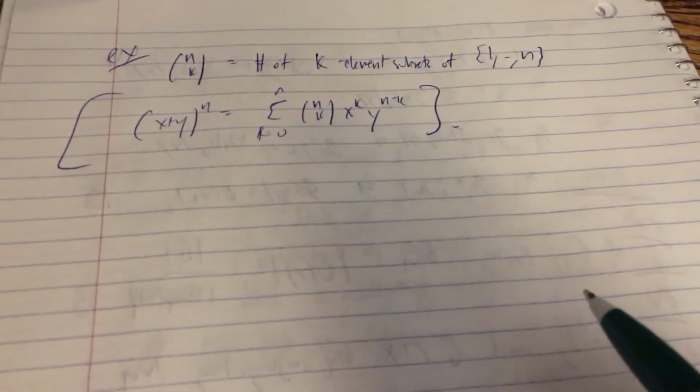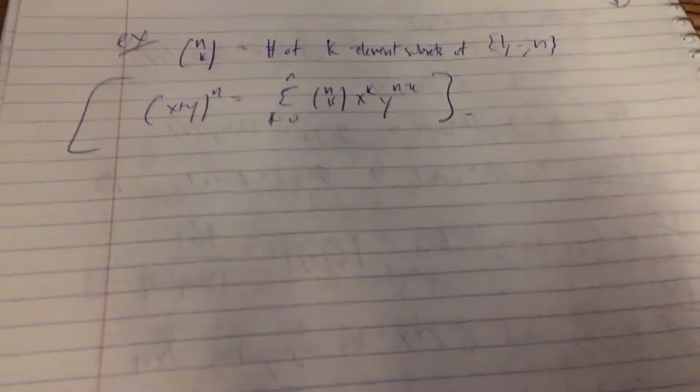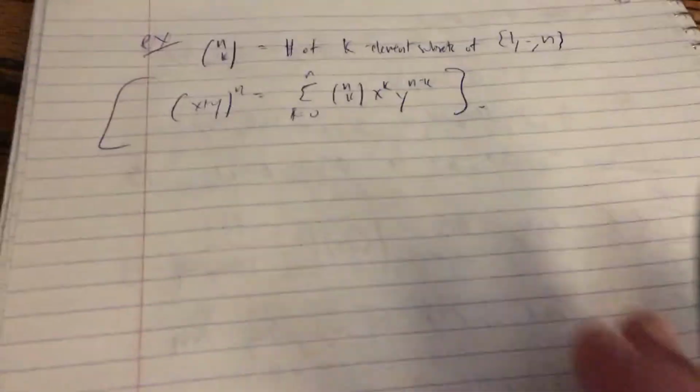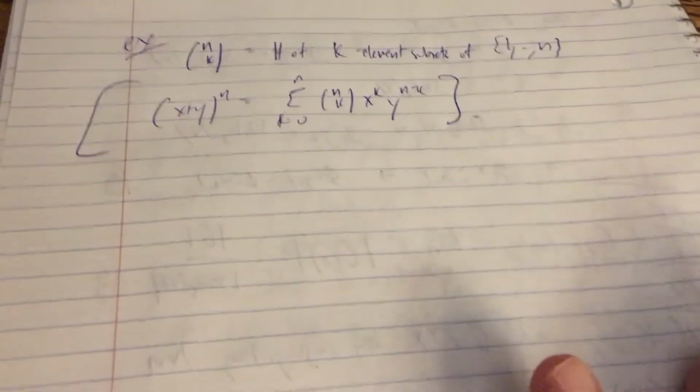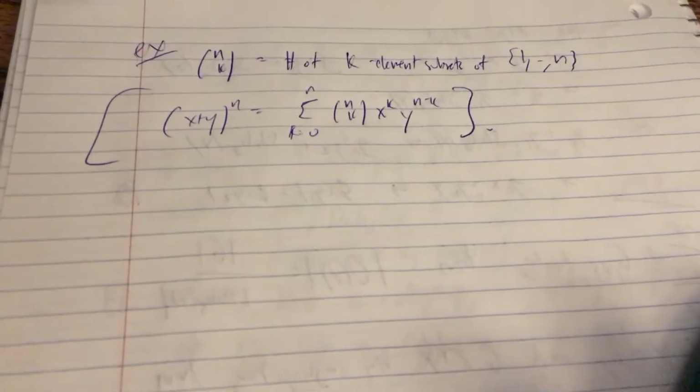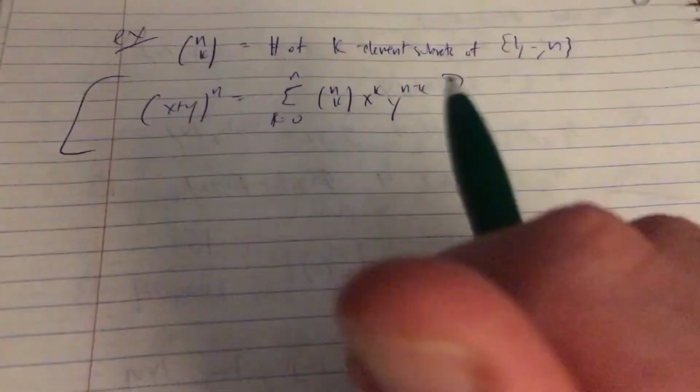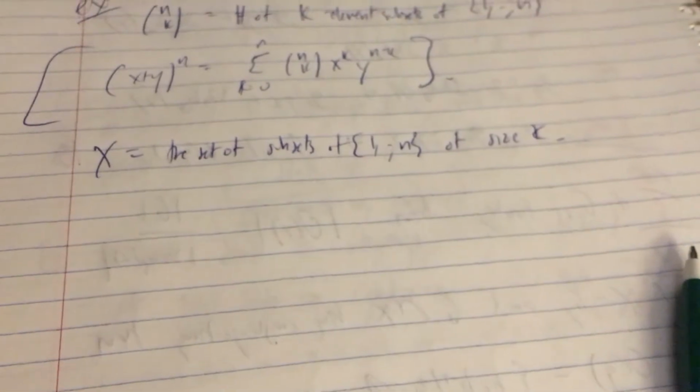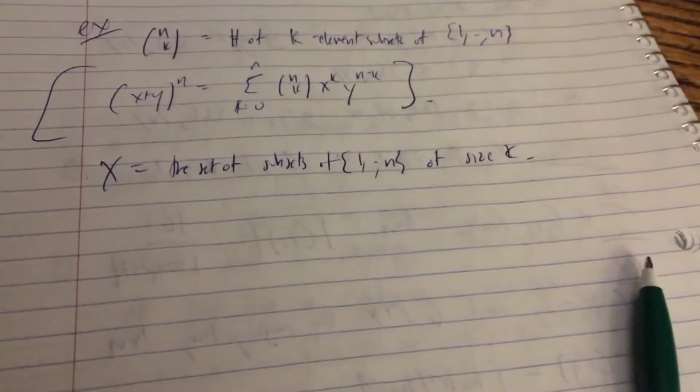Okay, and there's an explicit formula for this n choose k. And how do you come up with it? What you do is you say there's an action of the symmetric group on the set of k element subsets of 1 through n. So you let x be the set of subsets. It's a little abstract. It's a set of subsets of 1 through n of size k.